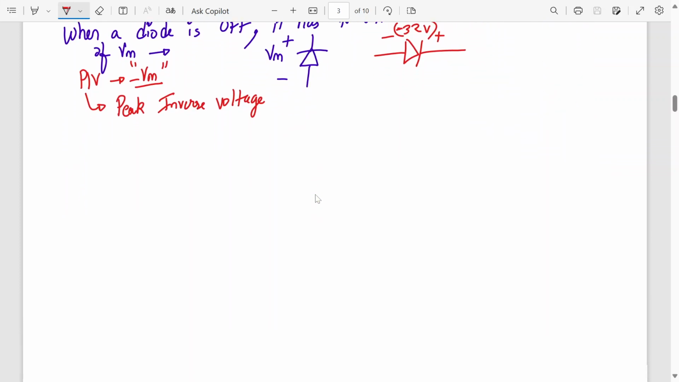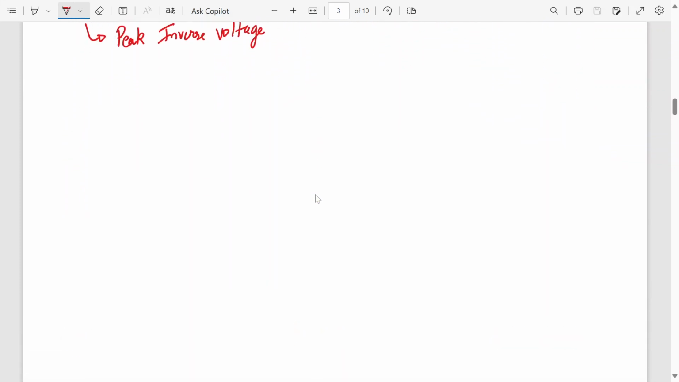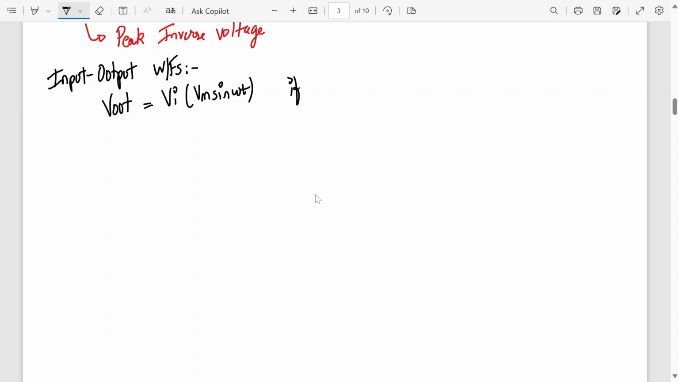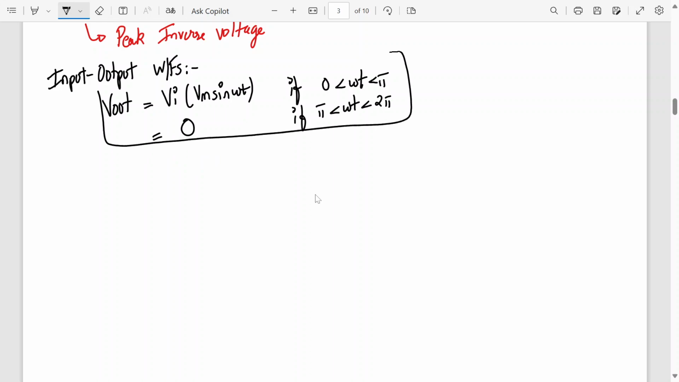Now we draw the input output waveform. So leave a fresh page open, write down new page, input output waveforms. So V out is equal to Vi, which is equal to Vm sine omega t for omega t from 0 to pi, and it is 0 from omega t equal to pi to 2 pi. These are the conditions, mathematical condition. I'll explain, don't worry.